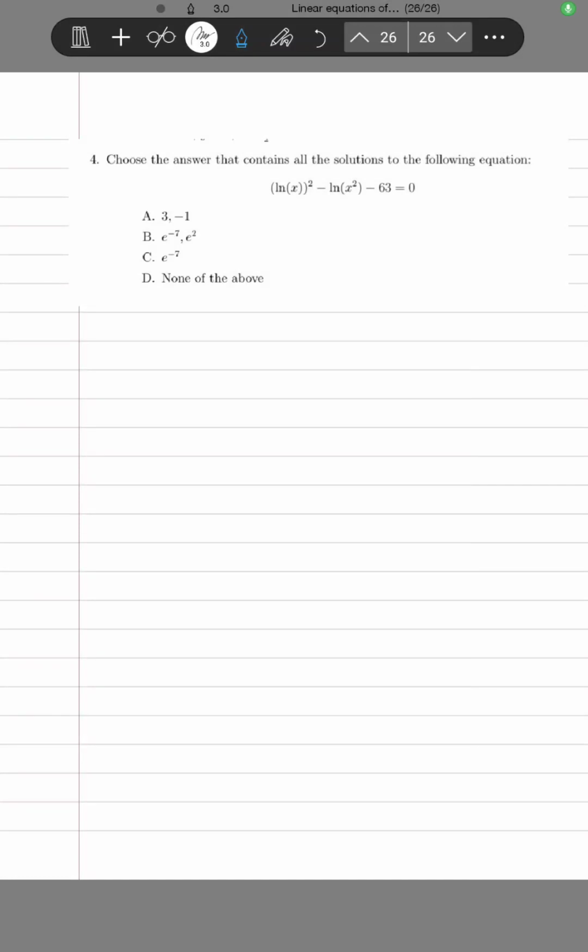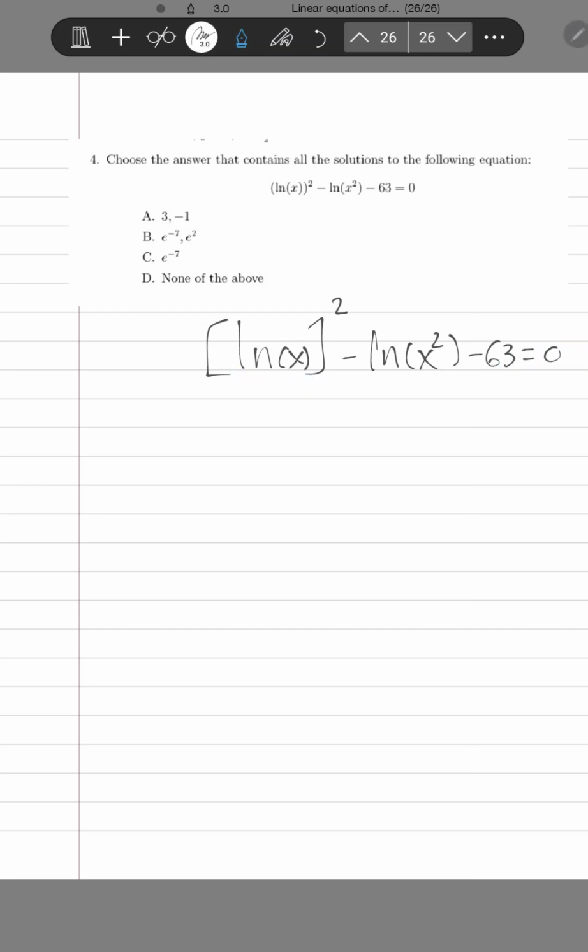This is an interesting question that involves a little bit of logarithm, an exponential, and quadratic equation at the same time. Let's work on this one. The question is saying (ln x) the whole square minus ln x square minus 63 is equal to 0. So we need to find out what is the value of x here.